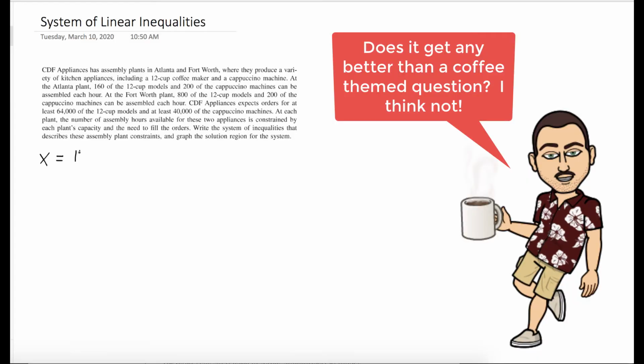So we'll let X be the number of hours that's worked at the Atlanta plant, and we'll have Y be the number of hours that's worked at the Fort Worth plant. And we have to read our problem to figure out what are the constraints of X and Y.